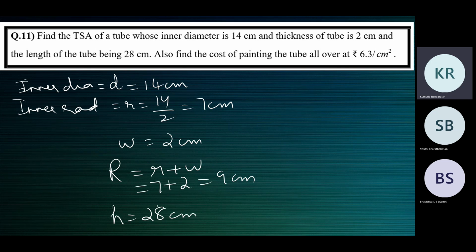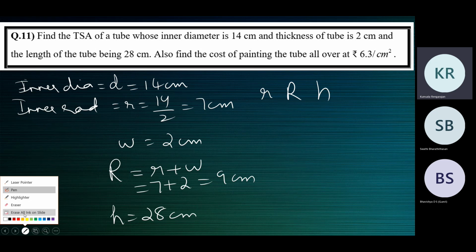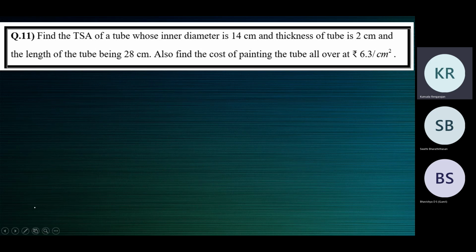So we have all the values. We have the value of small r, capital R, and H. You can answer any question related to the hollow cylinder, that is the tube. So the question is to find the TSA of the tube, the total surface area of the tube.